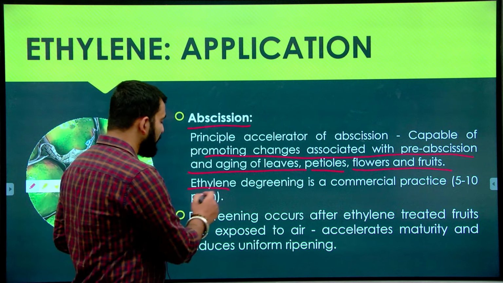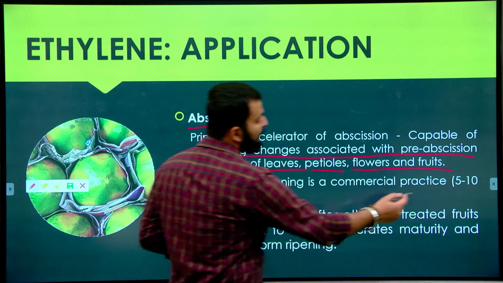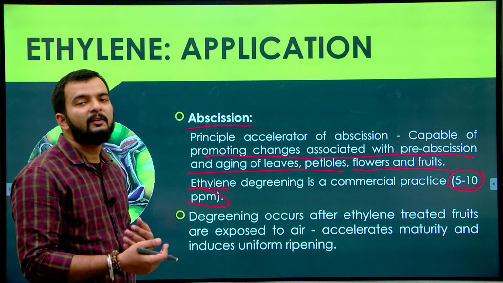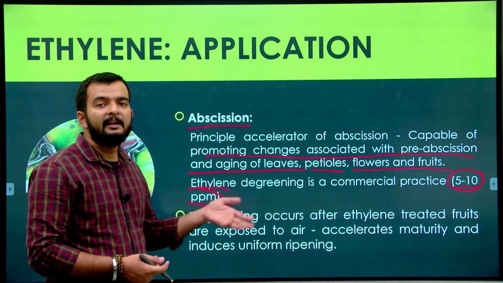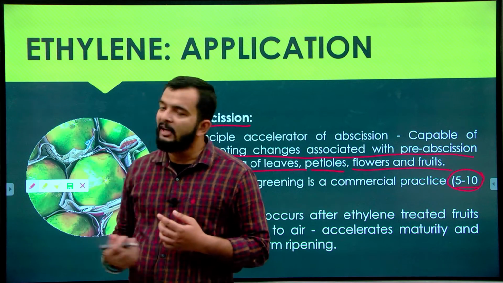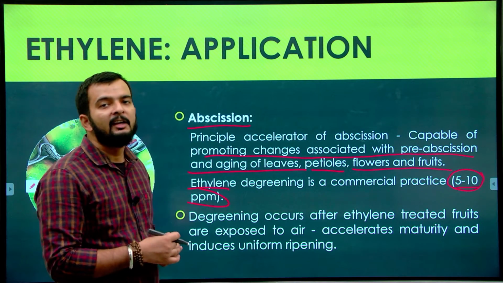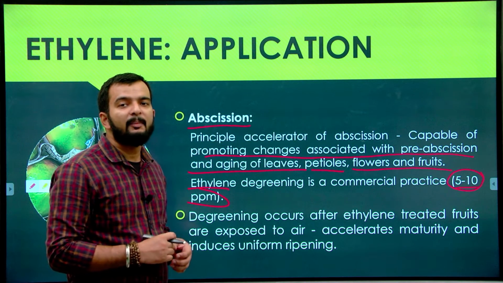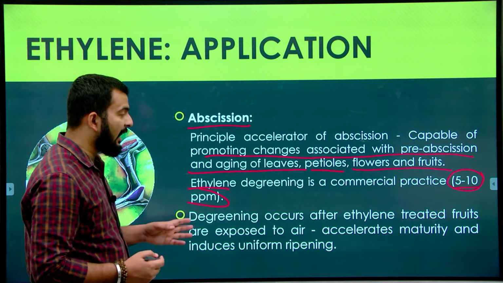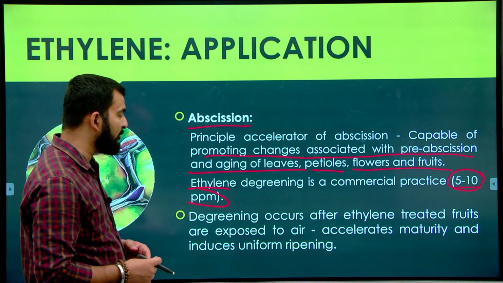Up to a concentration of 5 to 10 ppm, ethylene will show its effect, and ripening will be pronounced or accelerated, and degreening also will occur, as in the case of papaya. Papaya when harvested is green in color. So, these can be artificially ripened by application of ethylene. Then degreening occurs after ethylene treated fruits are exposed to air.